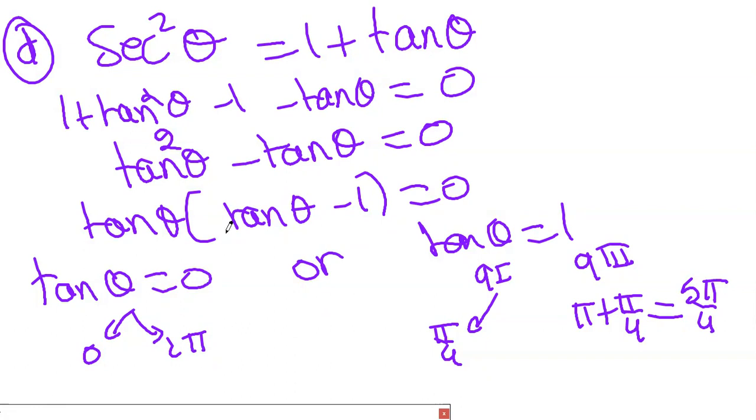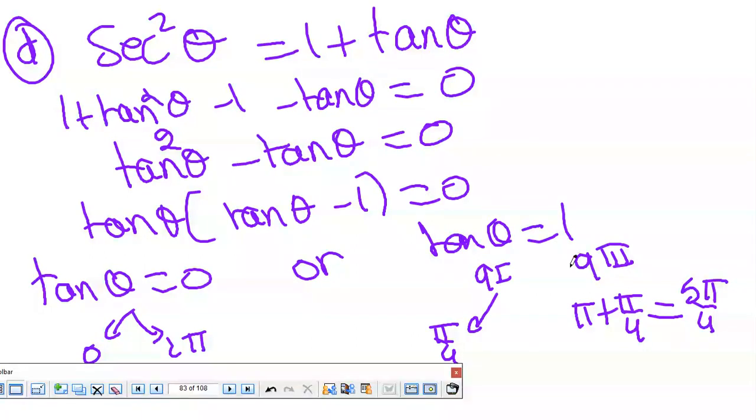Tangent theta is 0, also it's one of those, so it's either 0 or 2 pi. Tangent theta is 1, positive. It means quadrant 1 or quadrant 3. So it's alpha and pi plus alpha. So pi over 4 and pi plus pi over 4, so 5 pi over 4. I'm going fast because those we did in the preceding lesson, guys.